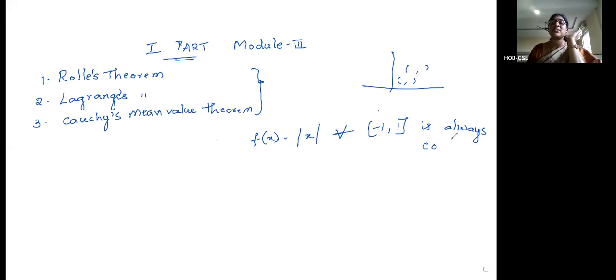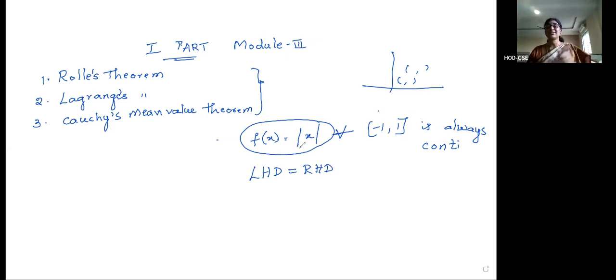So going to the differentiability. What about differentiability of the function? Differentiability of such type of functions, mod functions, has to be checked for LHD and RHD. That means left hand derivative should be equal to right hand derivative. So whenever you get mod functions, in order to check the differentiability, we have to check whether the left hand derivative is equal to right hand derivative. What do you mean by left hand derivative?